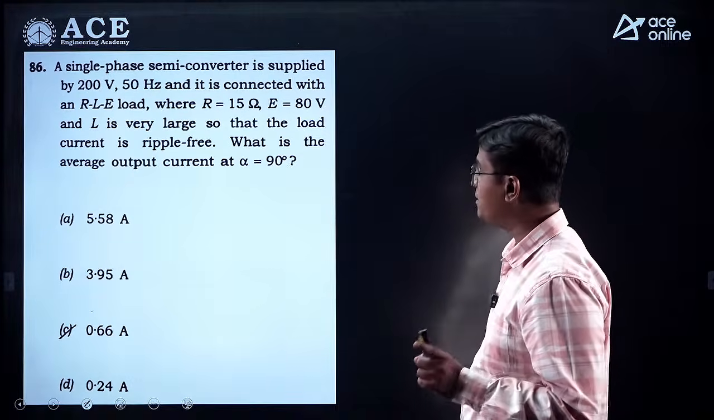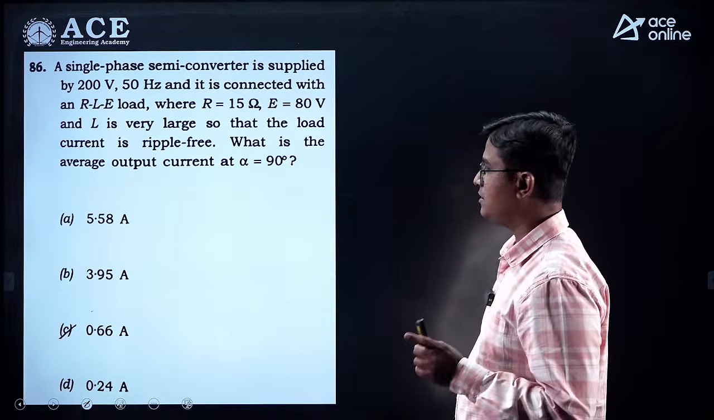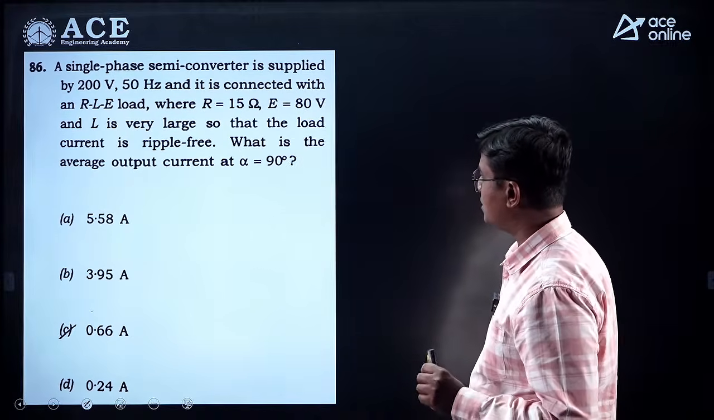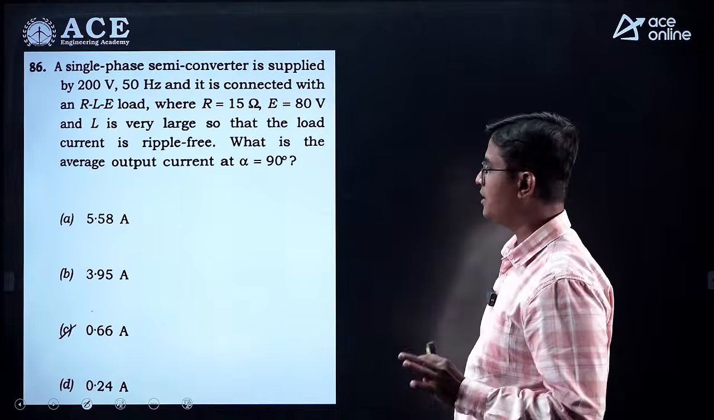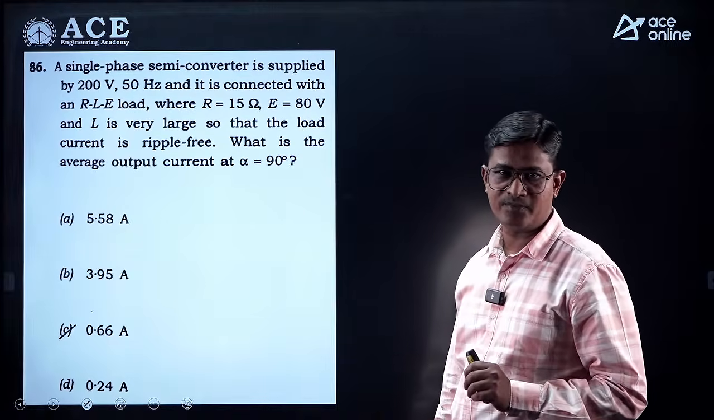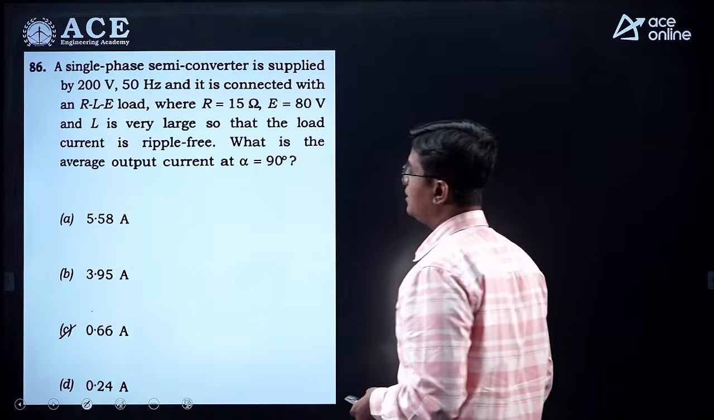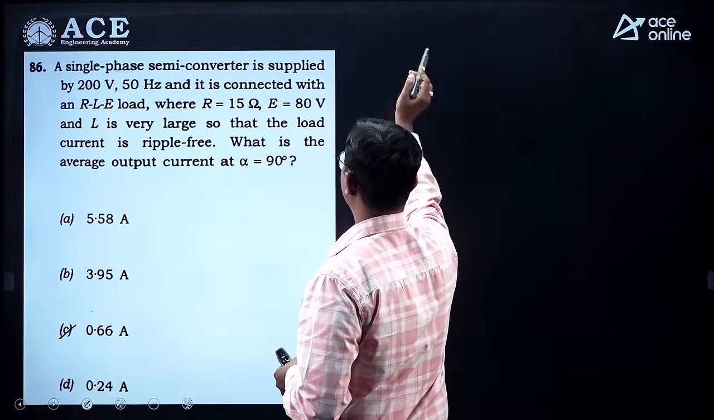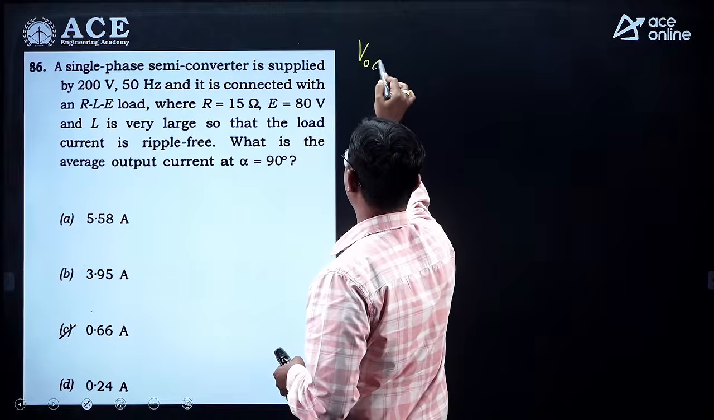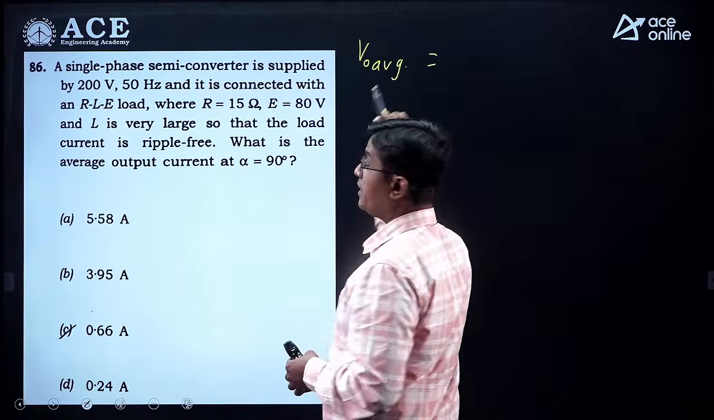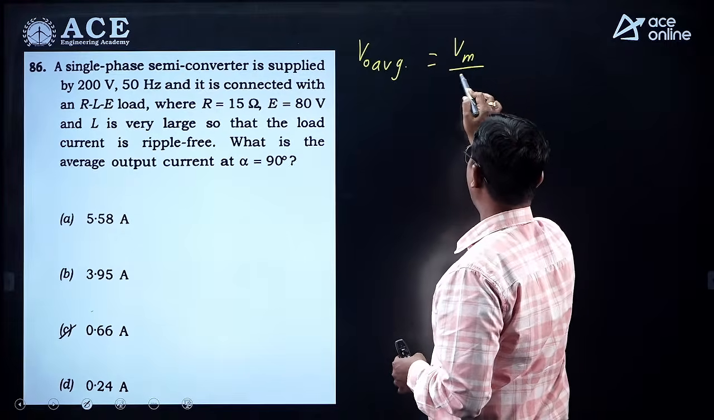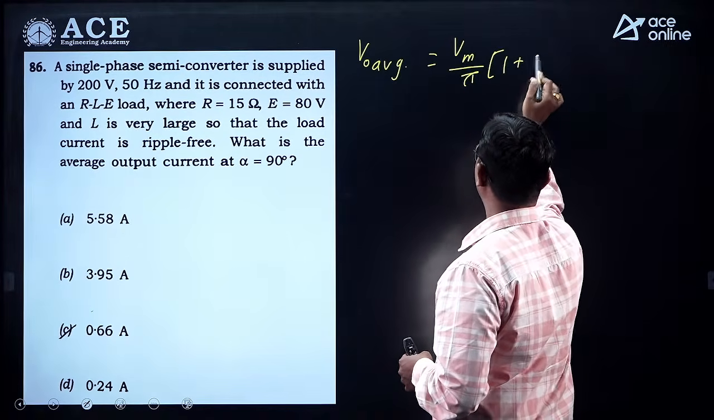Next, a single phase semi converter is supplied by 200 volt 50 Hz and is connected with RLE load. R is given, E is given, and the L value is large, meaning highly inductive, so the load current is constant. What is the average output current at alpha equal to 90 degree? That is I0 average. So first let us find V0 average. For a highly inductive load with a single phase semi converter, it is Vm by pi into 1 plus cos alpha.